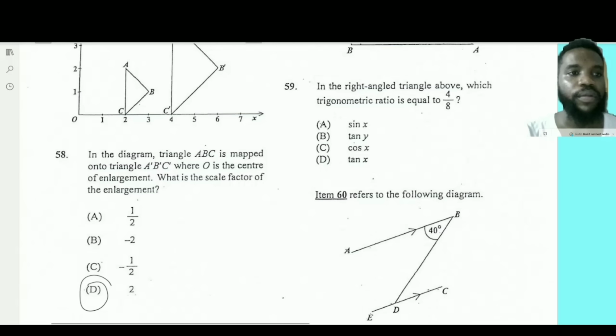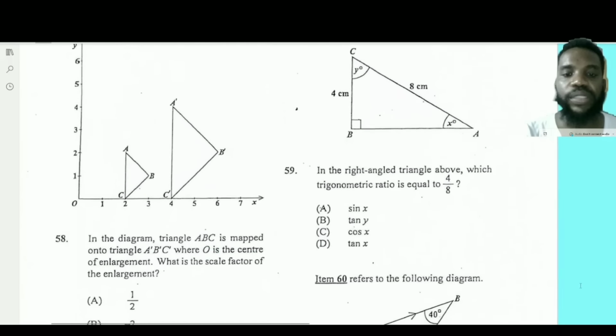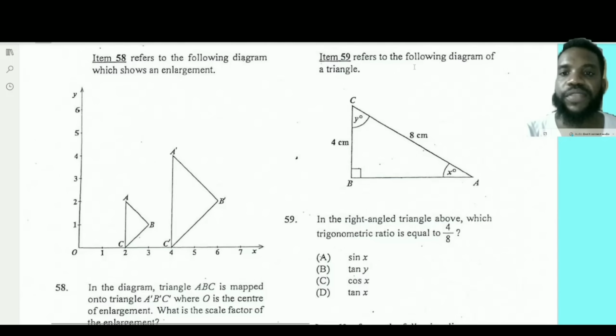Right, taking it on to the penultimate question. Item 59 refers to the diagram of a triangle as shown below. It says in the right angle triangle above, which trigonometrical ratio is 4/8? Now 4/8, if I'm using angle Y, this is adjacent and this is hypotenuse. So adjacent and hypotenuse. Think about SOH CAH TOA. Adjacent and hypotenuse is cos. So I could go cos x. Cos x is there, which is correct.